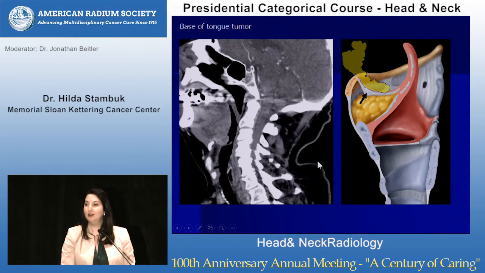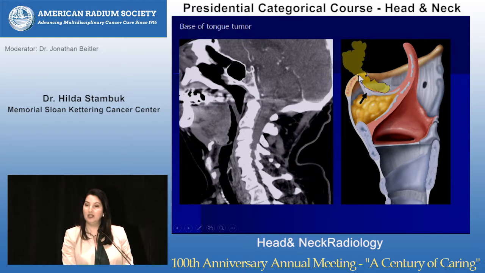Okay, I love sagittal imaging when it comes to base of tongue tumors, and here's one of the reasons. Here's a nice base of tongue tumor. Here's the epiglottis. You can see it's being pushed back. The mucosa is not involved. It's just the tumor's exophytic, pushing the epiglottis posteriorly. I want to introduce you to the hyoepiglottic ligament.